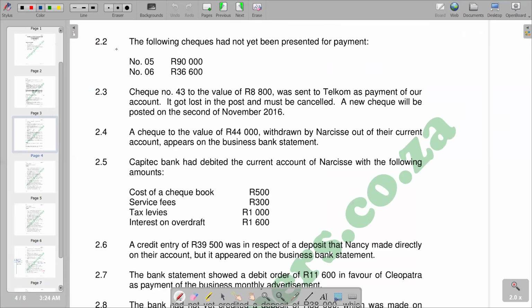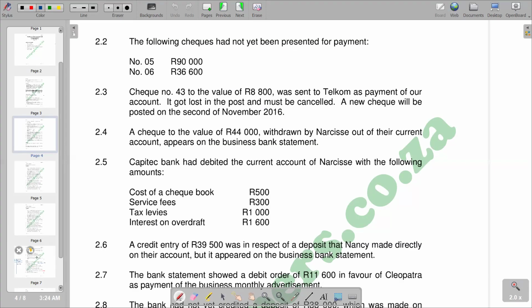It says the following checks have not yet been presented for payment. When they are referred to as not been presented, it means they are appearing in the cash book, obviously on the credit side of the cash book. So we need to put them in the bank reconciliation statement on the debit side. So they are going to be outstanding checks.